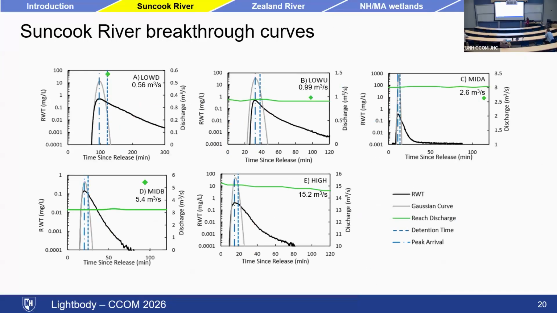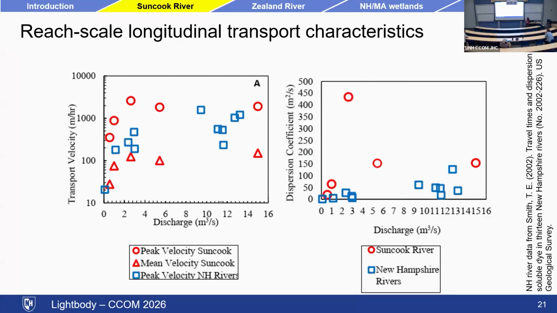Oh, I should mention, from these, Megan extracted the time of the peak arrival, which is shown as the dot-dash line, and then the detention time, the first moment of the distribution, which is shown as the dashed line. In all cases, the detention time, the first moment, was after the peak arrival because of that long tail. And from those arrival times and knowing our reach length, we can get a transport velocity, which is shown here.